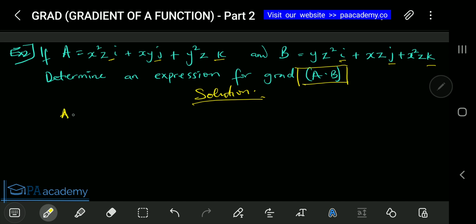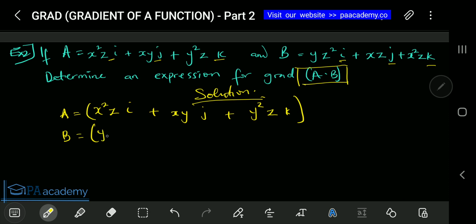So A is equal to x squared z i plus xy j plus y squared z k. Okay, and we have B. Our B is equal to yz squared i plus xz j plus x squared z k.